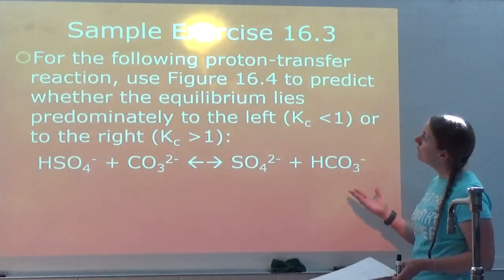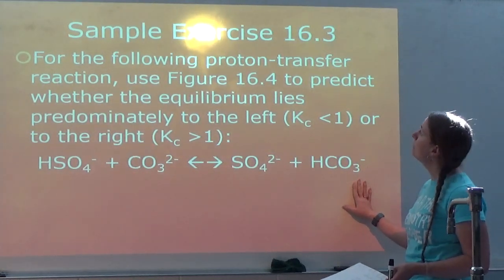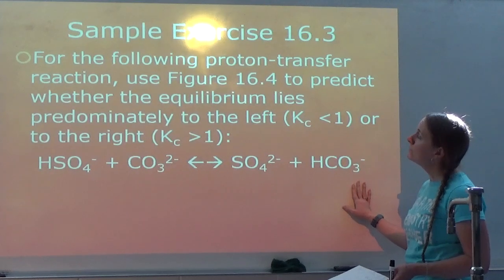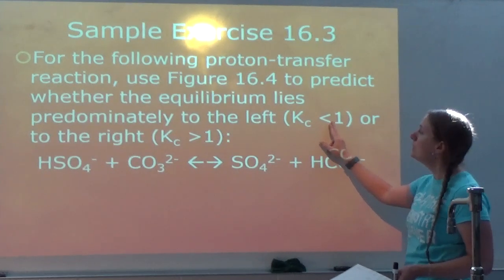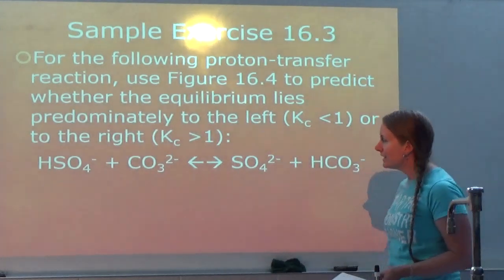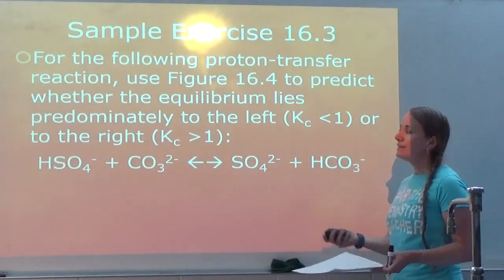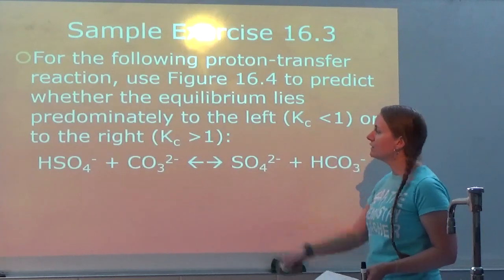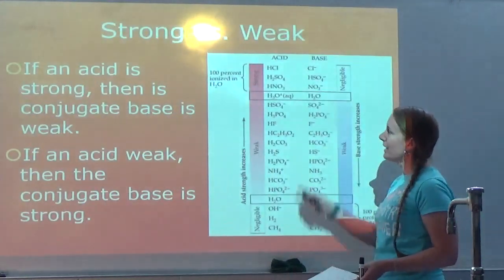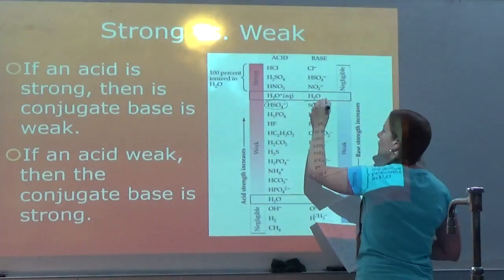So it says, for the following proton transfer reaction, use figure 16.4 to predict whether the equilibrium lies predominantly to the left and K is less than 1, or predominantly to the right and K is greater than 1. Okay, so all I need to do is go through and compare. So I have HSO4 and I have SO4. All right, so I'm going to click back. This is the chart they're talking about. So HSO4 and SO4 are right here.